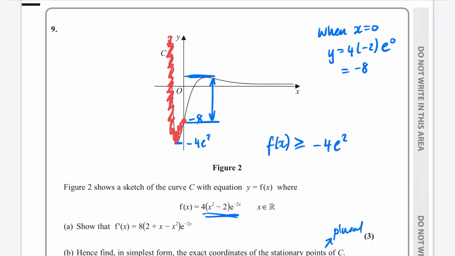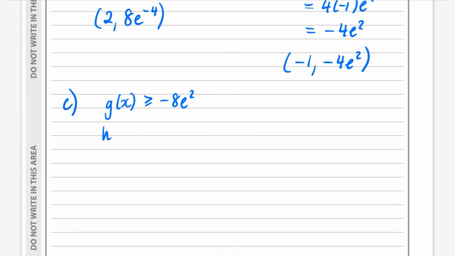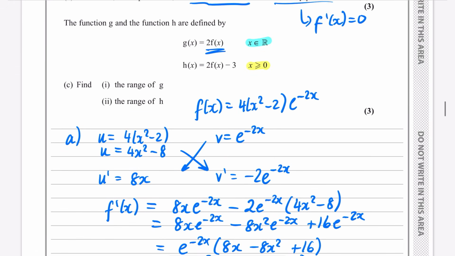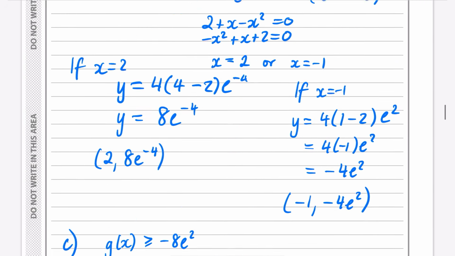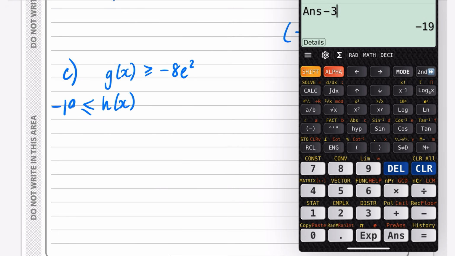So I think we're now going to have a look at what the bottom end should be for h of x. For h of x, we're going to say that it has got to be greater than or equal to, well, it's got to be greater than minus 8, but we're doubling that to minus 16, and then we're taking away 3. Yeah, we're doubling it and then taking away 3. So I'm going to take that minus 8, double that, and then take away 3. So that means it's now going to be at minus 19.